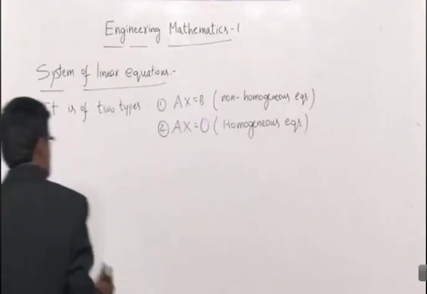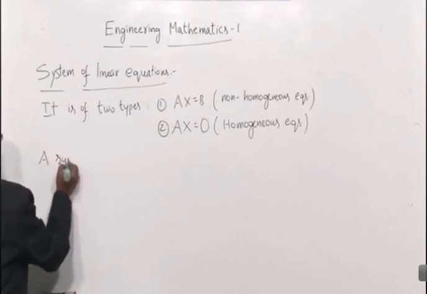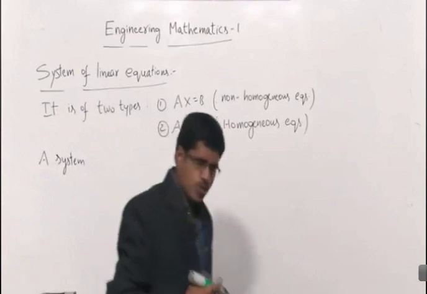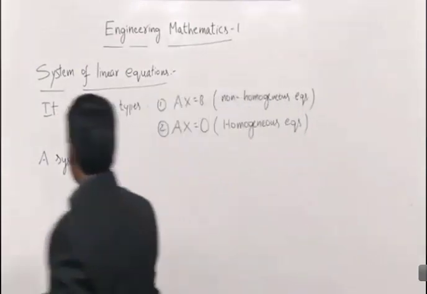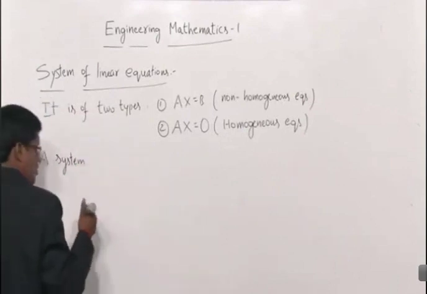Now, a system means a problem containing only one equation or two equations or any number of equations. That is called a system of equations. Linearity means the degree of each unknown is 1. Not no products also.